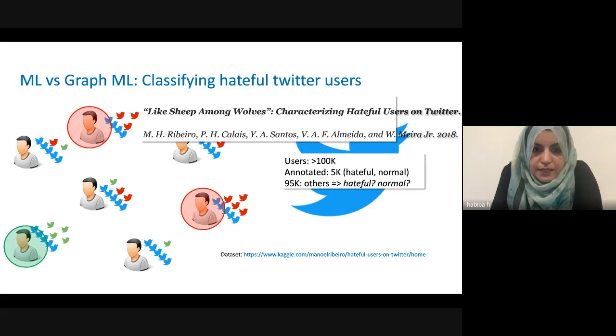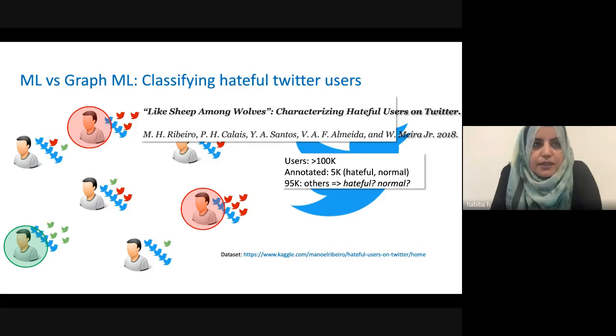Overall, this data, the one on Kaggle, has over 100,000 users, out of which only 5,000 are annotated as hateful or normal. By annotation, what it means is that somebody or some set of individuals sat down, went through a whole bunch of tweets from about 5K individuals, and labeled them as hateful or not hateful. You can imagine what a huge task it would be to go through tweet after tweet after tweet, and determine whether an individual is hateful or not hateful.